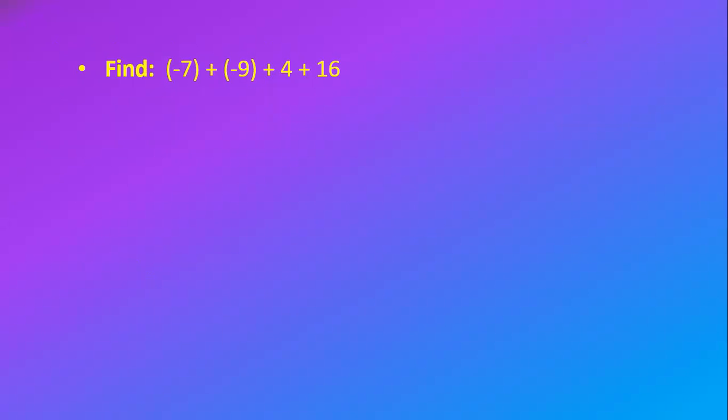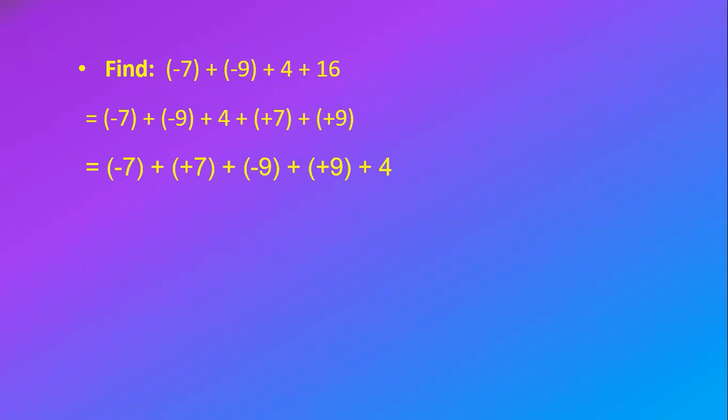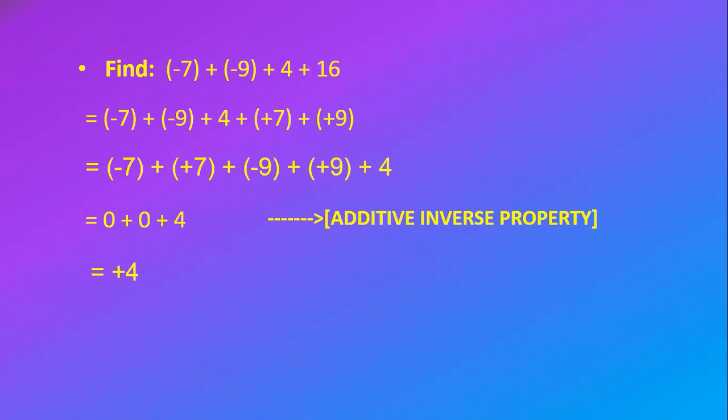Find minus 7 plus minus 9 plus 4 plus 16. 16 can be written as 7 plus 9, and by rearranging the terms, we will get minus 7 plus 7 plus minus 9 plus 9 plus 4. Since minus 7 plus 7 and minus 9 plus 9 are additive inverses, they will give 0. So we'll get plus 4 as the answer.